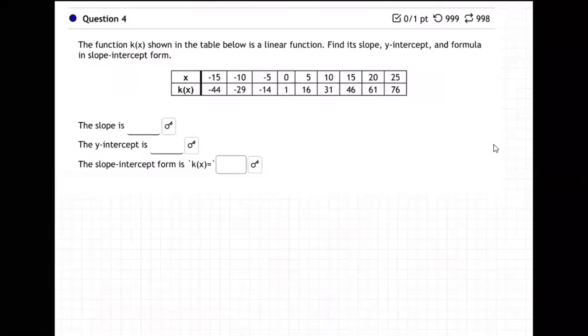Okay, so number 4. They are saying the function shown in the table below is linear. Find its slope, y-intercept, and formula in slope-intercept form. Okay. Well, we know all about doing this, right?